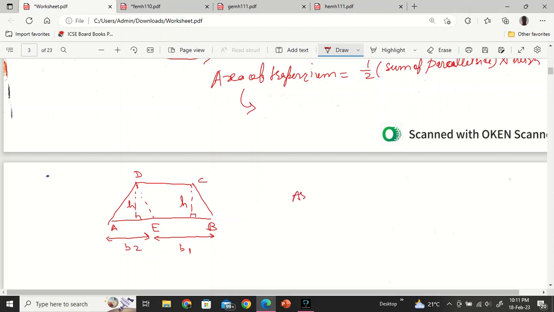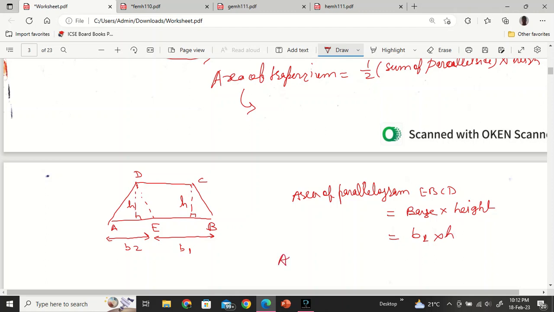Area of parallelogram EBCD is equal to base into height, because I have told you area is base into height with coefficient 1 in case of a parallelogram. So it will be B1 into height.